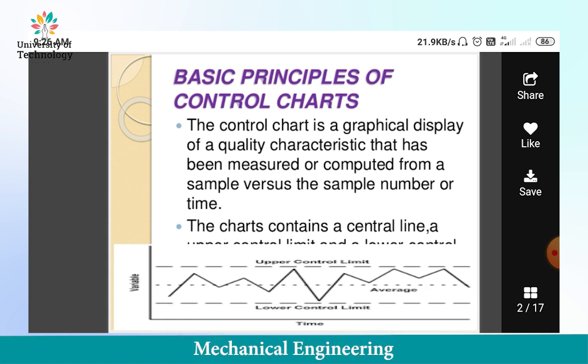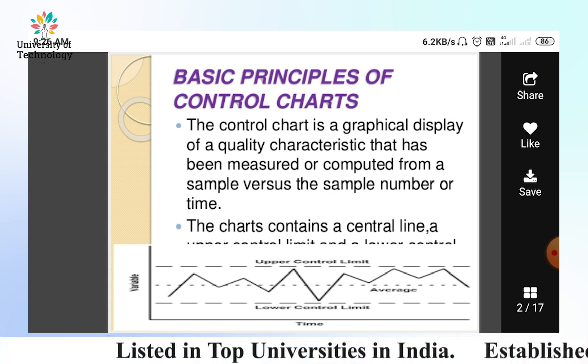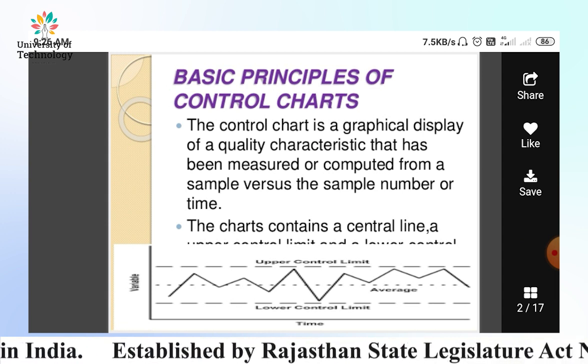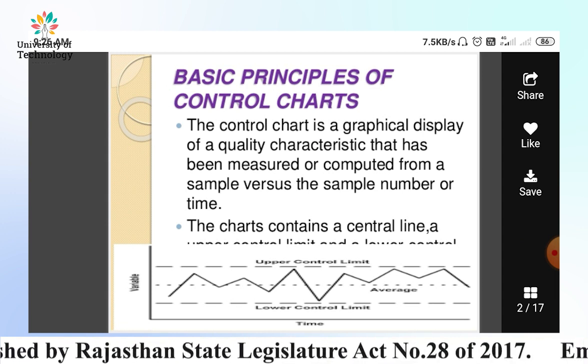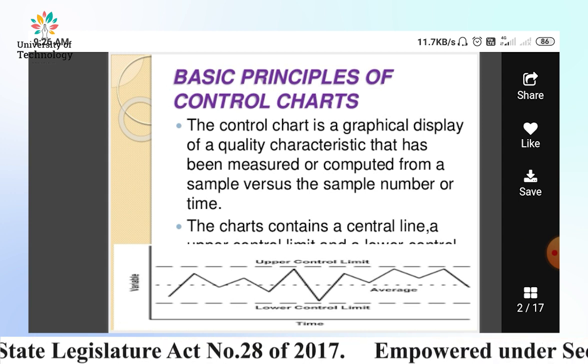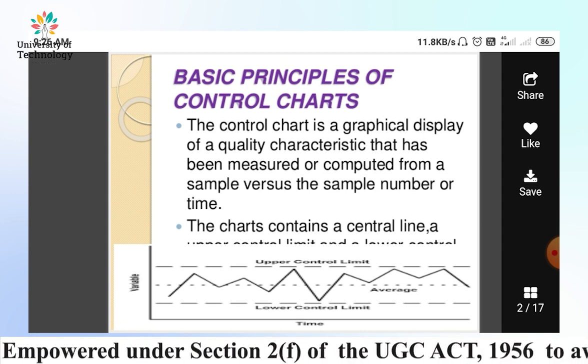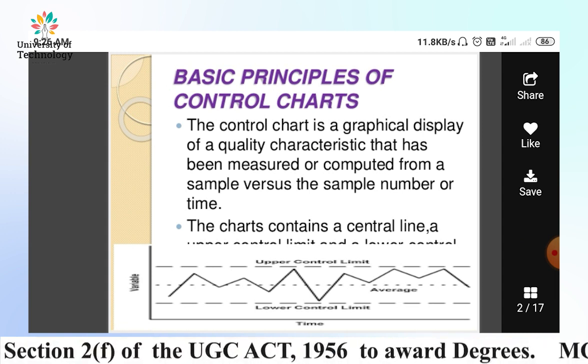Today we will discuss the C chart, that is a type of control chart. First of all, we will discuss the basic principle of control chart. The control chart is a graphical display of a quality characteristic that has been measured or computed from a sample versus the sample number or time.